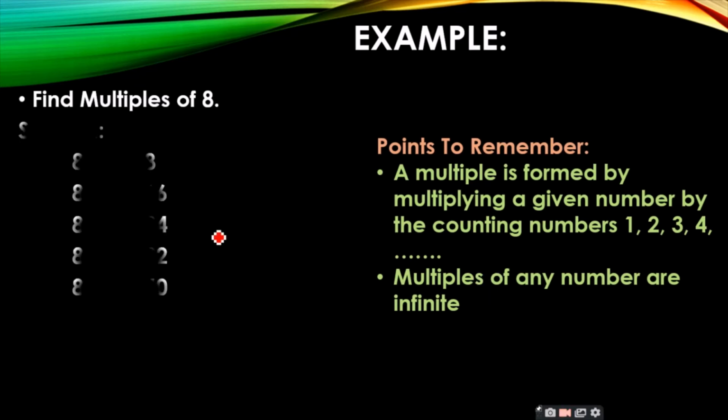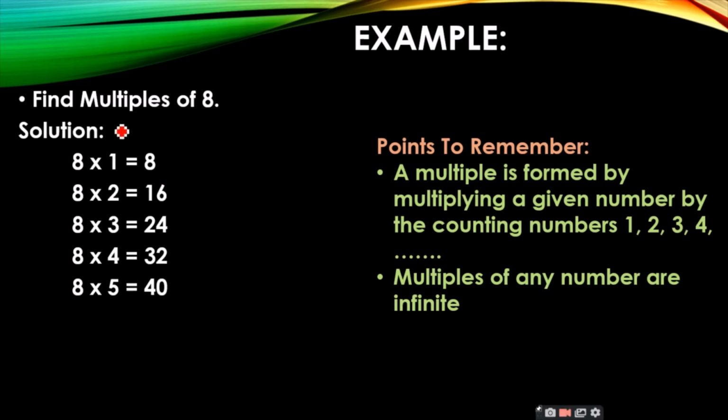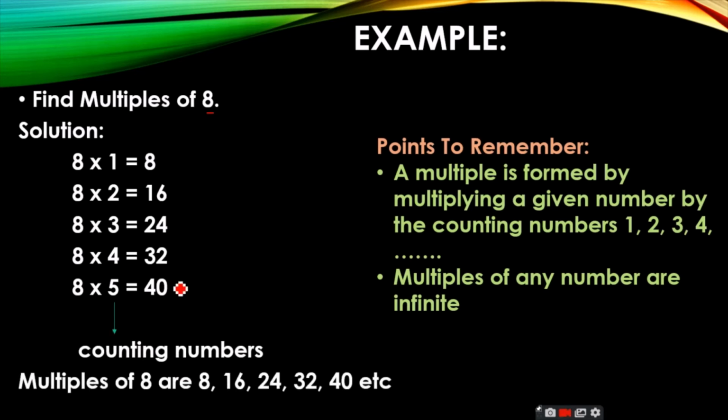So let's start. We have to multiply the given number, which is 8, by the counting numbers. So I have multiplied 8 by 1, 2, 3, 4, 5 to get its multiples. These are the counting numbers. And the multiples of 8 are 8, 16, 24, 32 and 40. These are the multiples of 8.